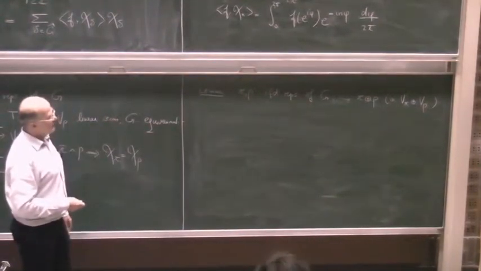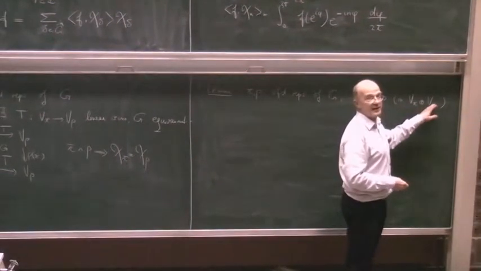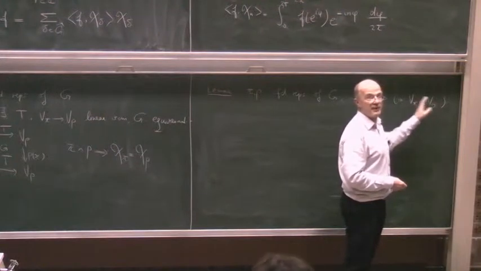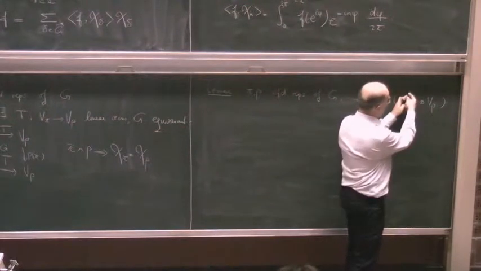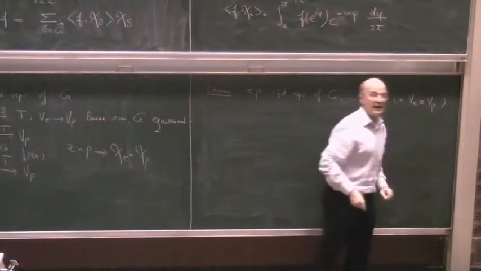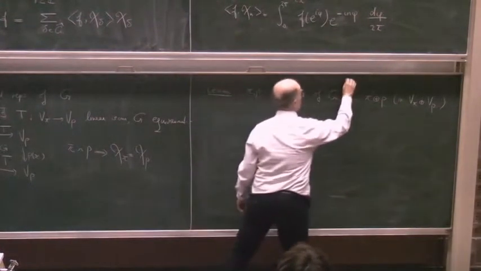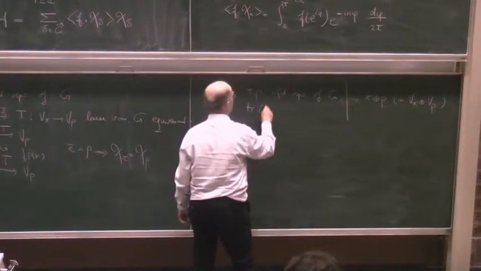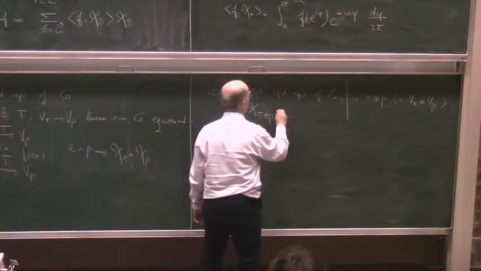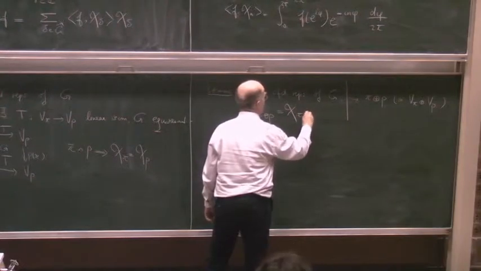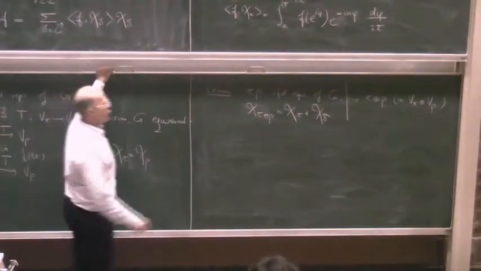And so what happens to the trace? Well, if you pick a basis here and you pick a basis there, then the two bases together form a basis of the full space. The trace is the sum of all diagonal elements. So first you take the diagonal elements over this space, and then you take the diagonal elements over that space and you add them. So what you see is that the character of the direct sum of pi and rho is equal to the sum of the characters. Rho, thank you.